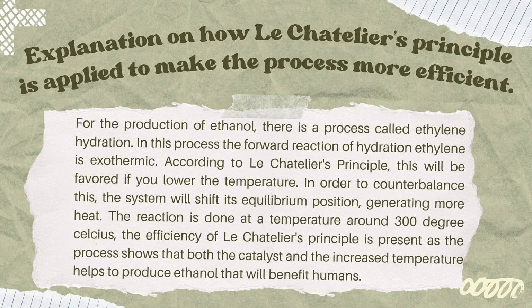For the production of ethanol, there is a process called ethylene hydration. In this process, the forward reaction of ethylene hydration is exothermic. According to Le Chatelier's principle, this will be favored if you lower the temperature. In order to counterbalance this, the system will shift its equilibrium position, generating more heat. The reaction is done at a temperature around 300 degrees Celsius.